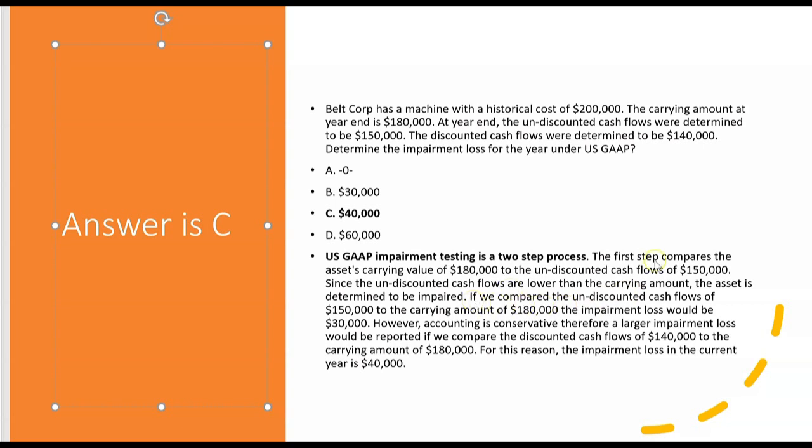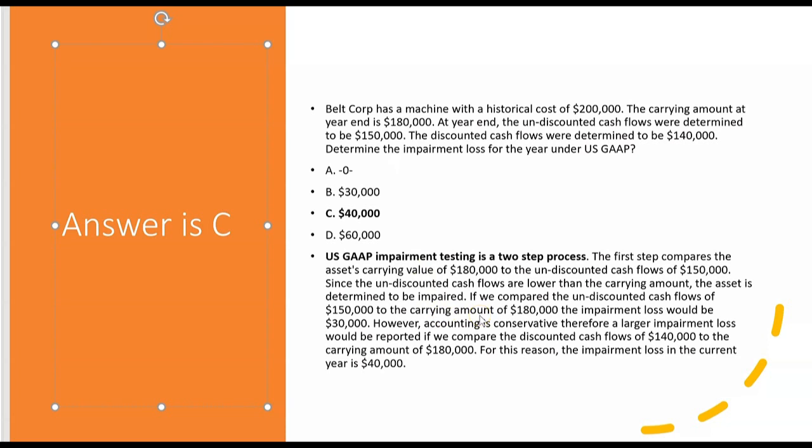Right? Since you're only going to get $150,000 of cash flow from this asset and you're carrying it on your books for $180,000, it looks like it's impaired. Now that was step 1 of the two-step test. Determine whether the asset is impaired. And to do that, we compared the carrying amount of $180,000 to the undiscounted cash flows of $150,000, and we said yes, the asset's impaired. Now if we only did the first step, we would think that the impairment was $30,000.